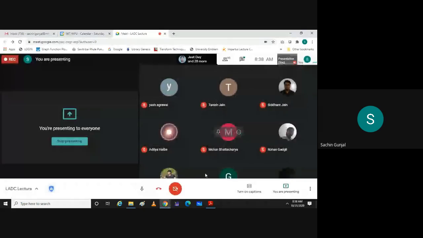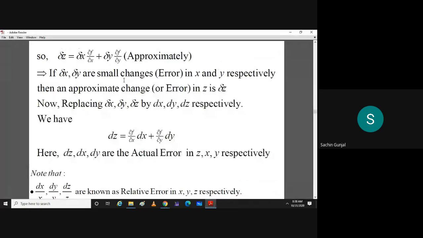So delta x, delta y are small changes, or we can say errors in x and y respectively. Then delta z will be the error in z. Replacing delta x, delta y, delta z by dx, dy, dz, that means taking the limit delta x tending to 0, delta y tending to 0, delta z tending to 0, we get dz is equal to double f by double x dx plus double f by double y dy. So this dz, dx, dy are called actual errors in z, x, y respectively.